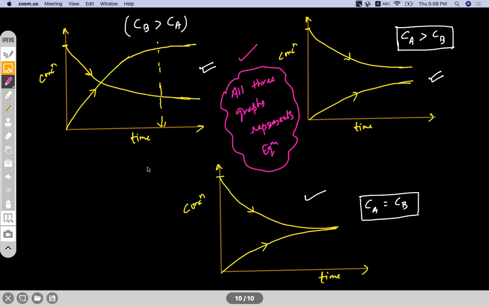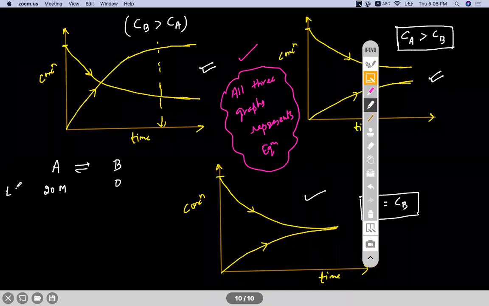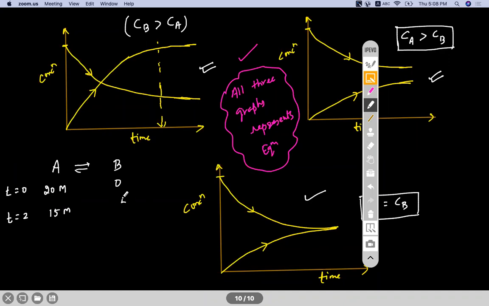I have taken this example, Shreyas. Suppose you have the constant change in A to B. You are starting with, suppose, 20 as the molar concentration, and B is zero initially. It is T equals to zero. This is the state we have. What we observe at time T equals 2 seconds is the concentration of A becomes 15 and the rest is B, that is 5. So what is the rate of the reaction?